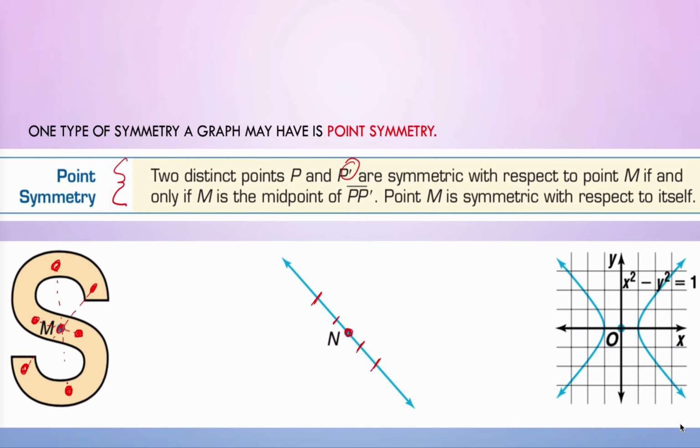Same thing with this function, right? It goes through the midpoint, and there it is. If I've got some point here, if I draw a line through the midpoint, it corresponds to a point here. This point down here corresponds to a point up here, and so on.